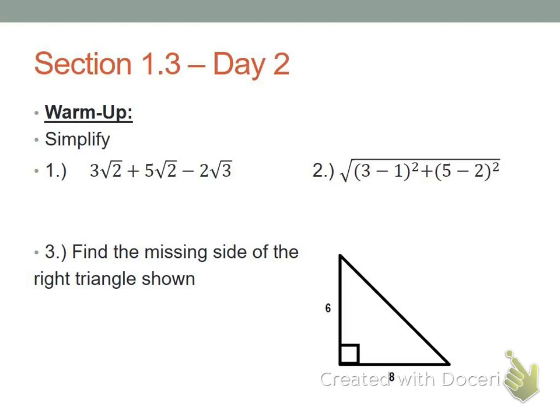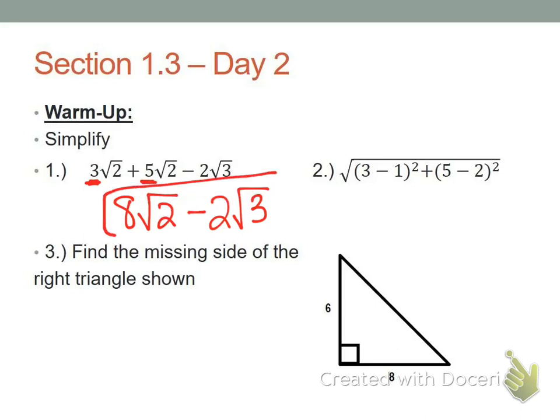So the only ones we can combine would be the 3 root 2 plus 5 root 2 because they have the same radical. That gives us 8 root 2 minus 2 root 3. Again, these cannot be combined with each other because they do not have the same radical. So that is our answer.